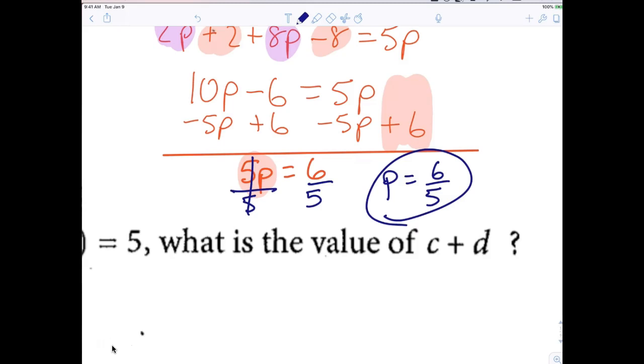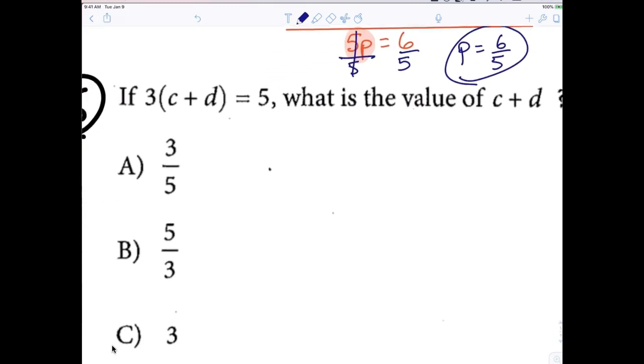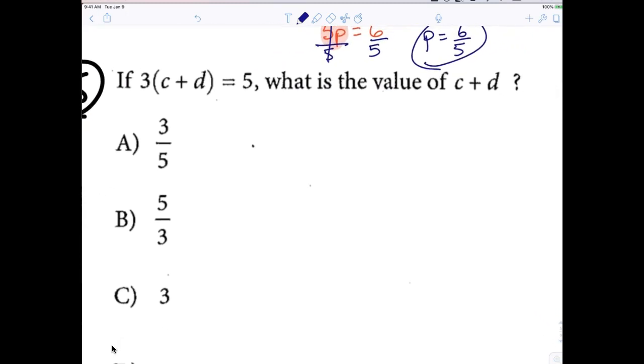All right, Justice, I'm going to let you tell me about this one. Justice, you have kind of a hard one, but it's kind of easy also. So I want you to tell me, what do you think I should do on this? And again, I'm solving for C plus D.